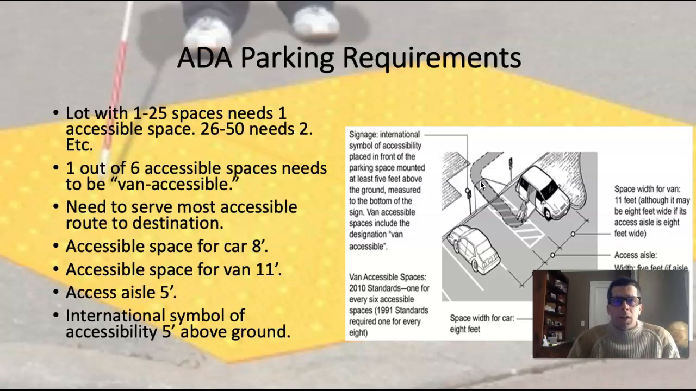The other thing about parking lots is that accessible space needs to have the most direct route to wherever they're going. It can't be out in the back 40 next to the swamp out the mall or whatever. Okay, it has to be close to the destination. There are very specific widths for the parking spots. So an accessible stall for a car needs to be 8 feet wide. An accessible stall for a van needs to be 11 feet wide, and it needs to have an access aisle that's 5 feet wide.